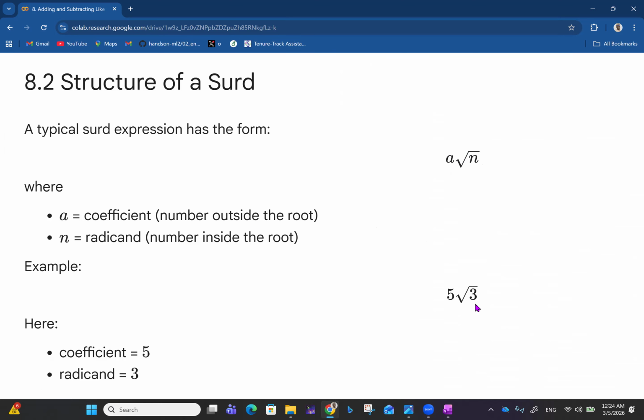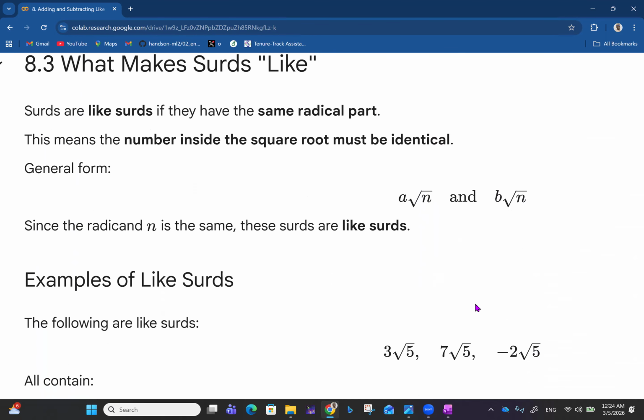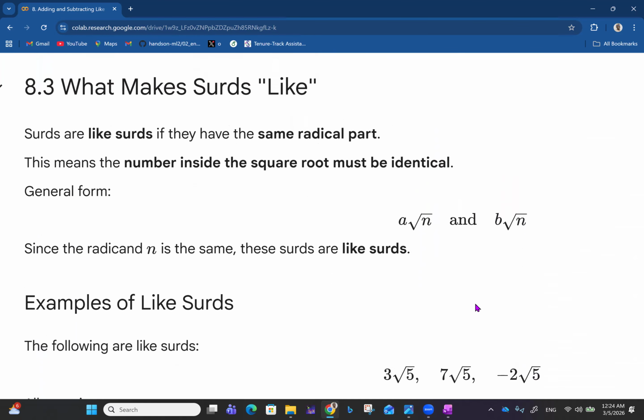And we also have seen that the radical can be square roots, cube roots, fourth root, fifth root, and all of that. So now we talk about like surds. Since we're talking about adding and subtracting like surds, surds are like surds if they have the same radical part. So this means the number inside the square root must be identical. So the general form, you have a root n and b root n. Since the radicand n is the same, then these surds are like surds.